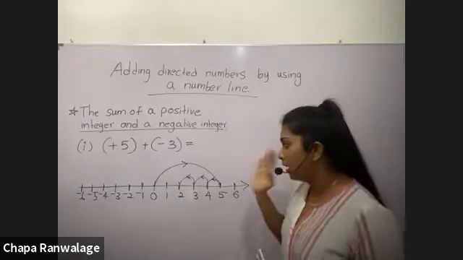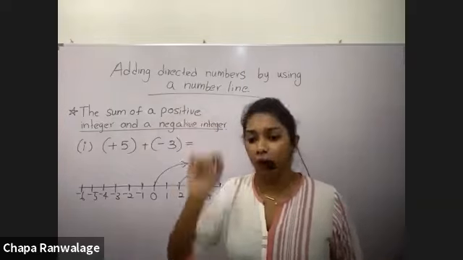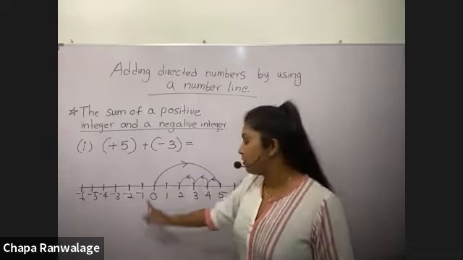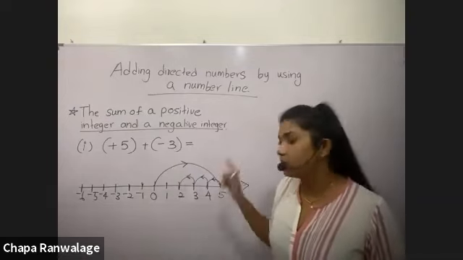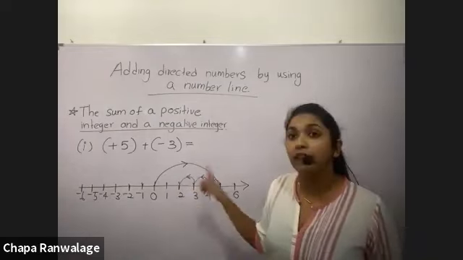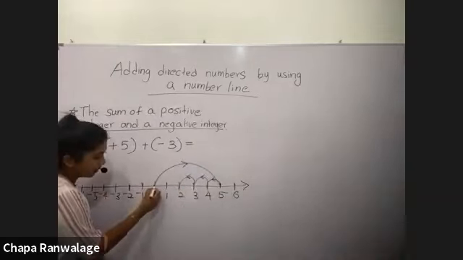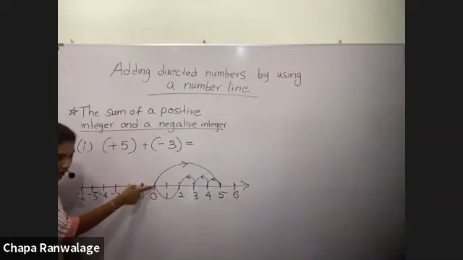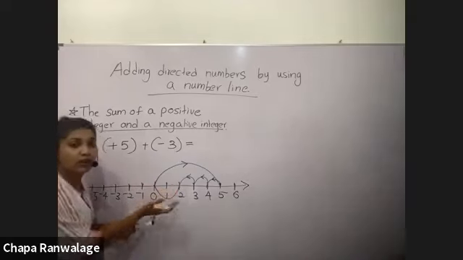Now, very carefully. Let's join the starting point and the ending point. That's my starting point, zero. The starting point is zero and the ending point is two. Now connect them together. From the starting point to meet my ending point, I had to move towards the right.